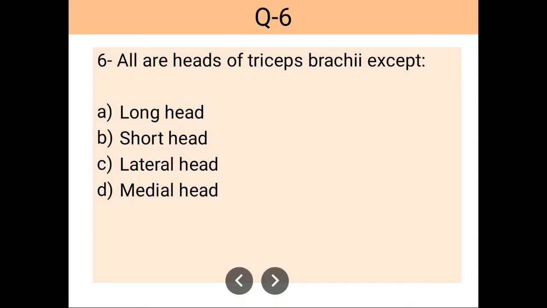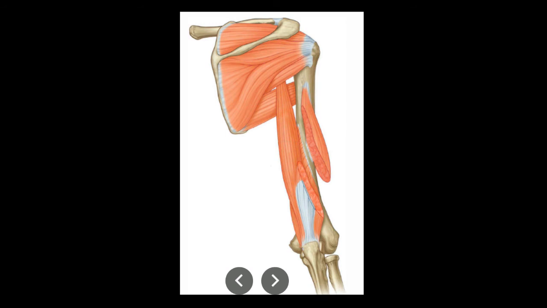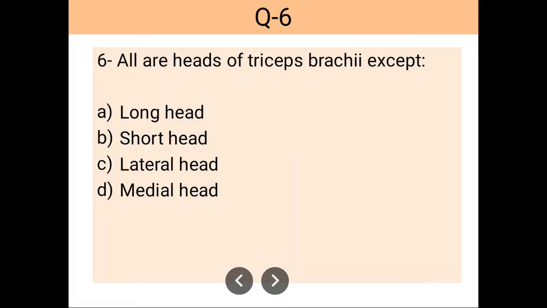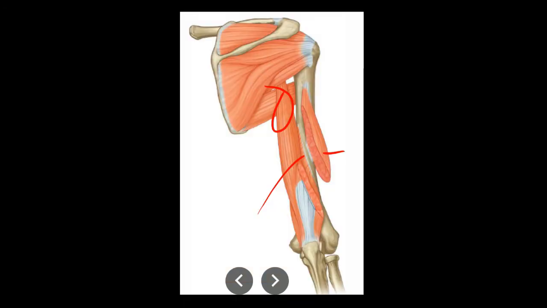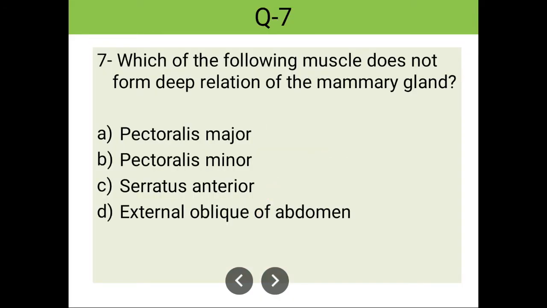Question number 6, all are heads of triceps brachii except. Let's have a look on the picture. We got here the long head. We're having here the medial and the lateral head. The lateral head is cut here, you can see. So which one is not? We are having, let's see, the short head. So the B is the correct answer. We don't have the short head.